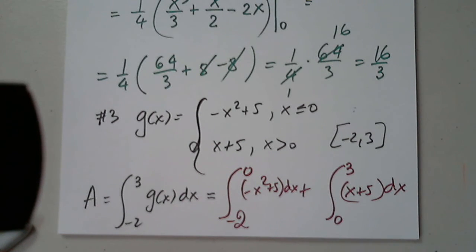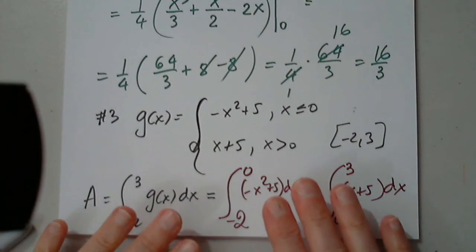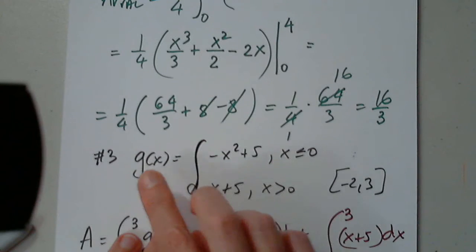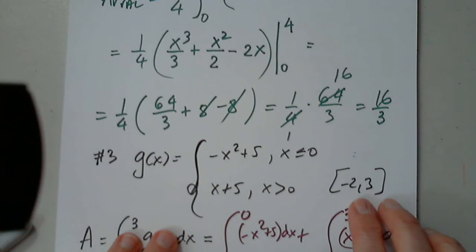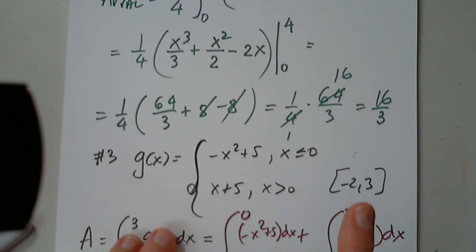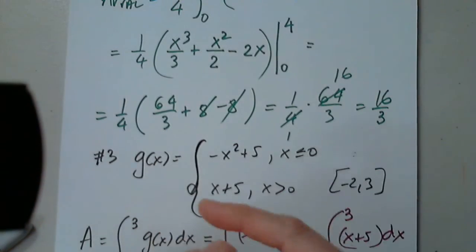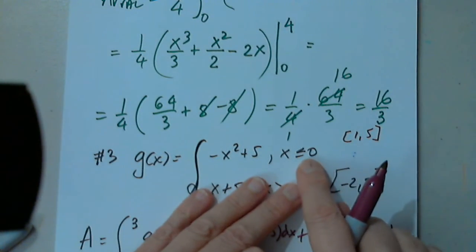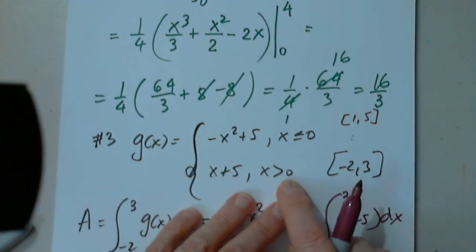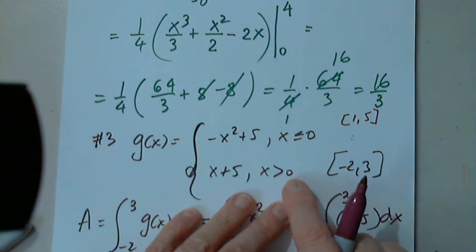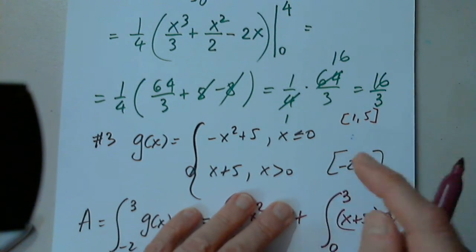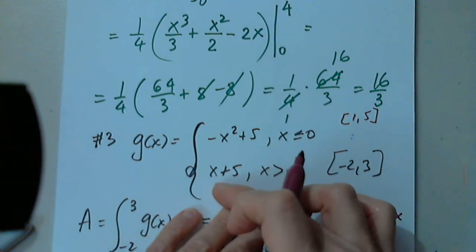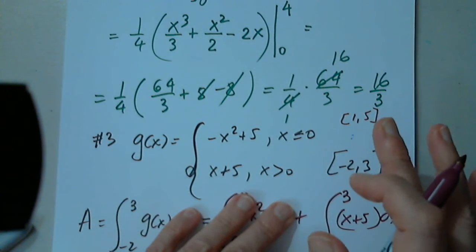Is this okay, everyone? Can you go through it one more time? Yes. So see, this function is defined between negative 2 and 3, but not by the same piece. If I use the interval, let's say 1 to 5, I'm only using this function because the interval 1 to 5 is here. So I will have the integral from 1 to 5 of x plus 5 dx.